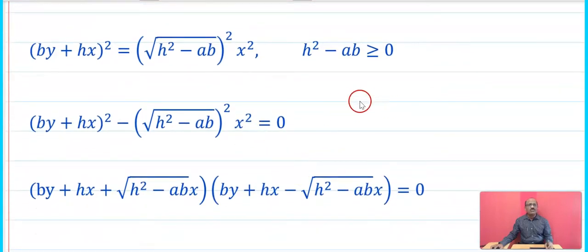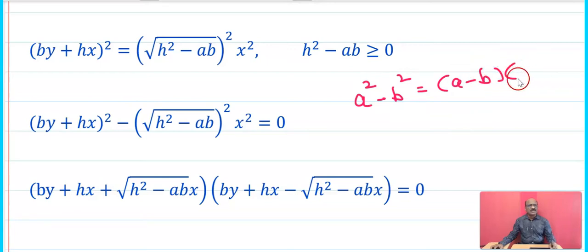Now this is of the form, we know the formula from the 8th standard, a² − b², and we can write in the first bracket minus and in the second bracket plus. In this way, (by + hx + √(h² − ab) x)(by + hx − √(h² − ab) x) equals 0.